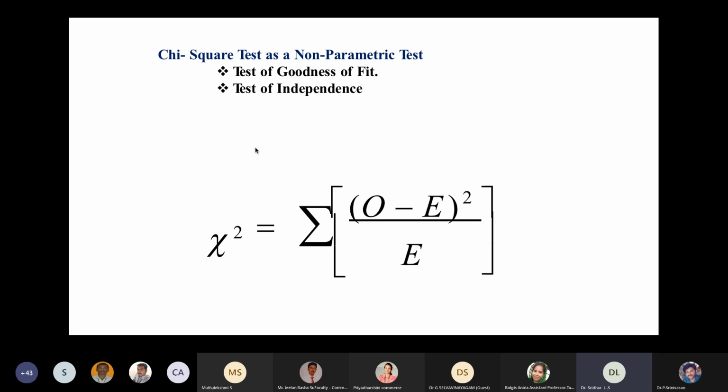Some pronounce it chai, and some pronounce it chi-square. I think it is up to you. I pronounce it chi-square. I hope it is not an issue. The formula is sigma O minus E whole square divided by E. That is the actual formula. So we need to set the expected frequencies. Next, sir.